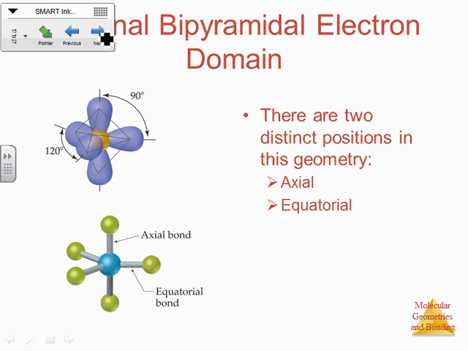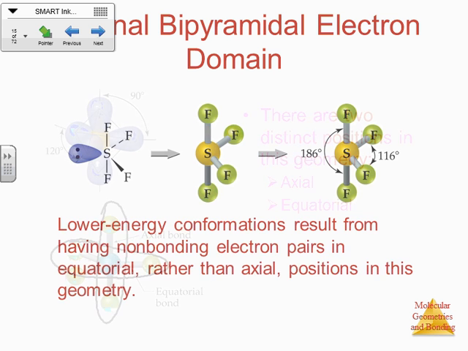So here's where we're going to talk a little bit about why you've got the axial versus the equatorial positions here, okay? So you've got an axial bond, you've got an equatorial bond. These three right here are on the equator, okay? These two right here are axial. Axial are up and down, the equatorial are horizontal, they're on the equator. So those are the two distinct positions in this geometry, okay?